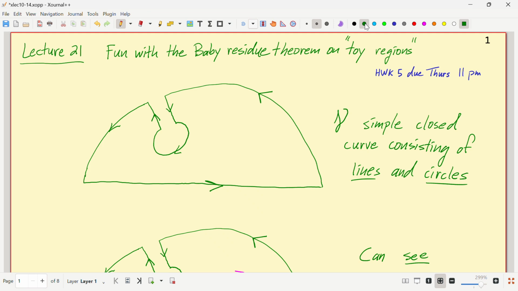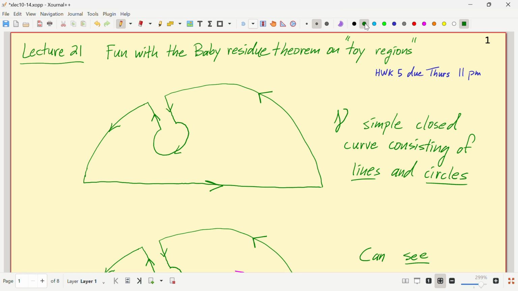Stein invented a word, as far as I can tell, of toy regions. And so we're going to do what I'll call a baby residue theorem. It's more of an elementary residue theorem. We'll have a much more sophisticated residue theorem later, and we're going to apply it on toy regions. And I can explain it completely today in a few words. So for us, a toy region is going to be a simple closed curve consisting of pieces of lines and circles, like that one there.